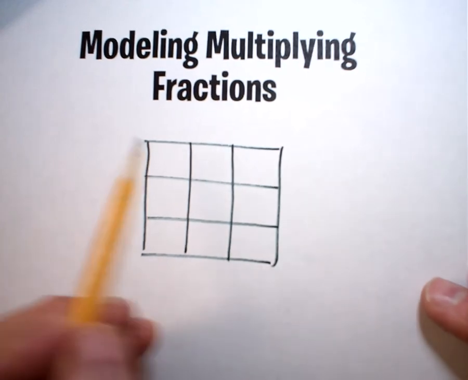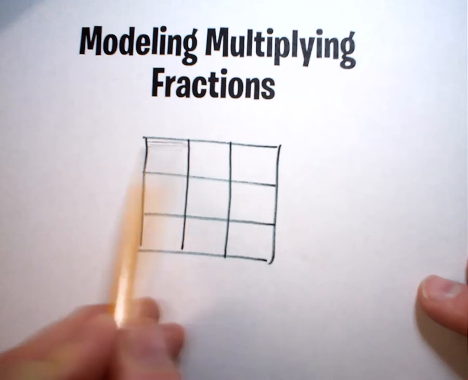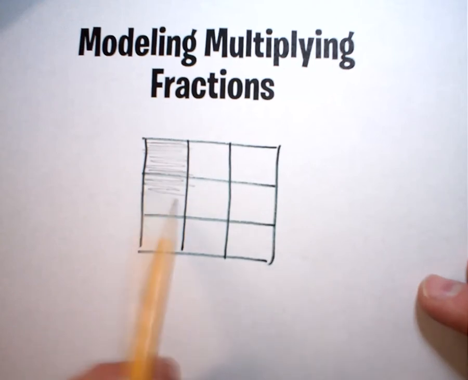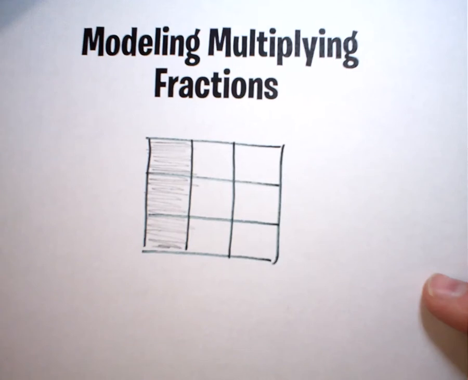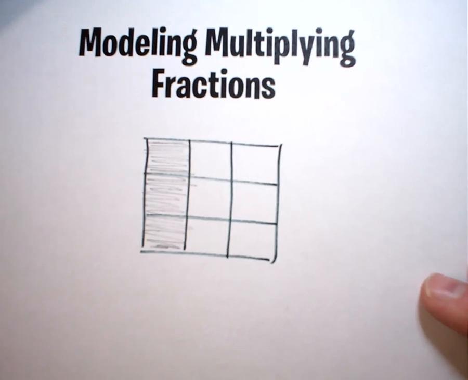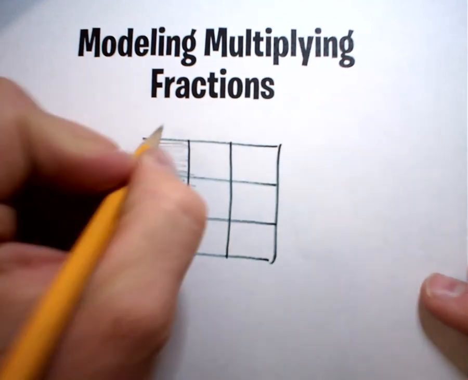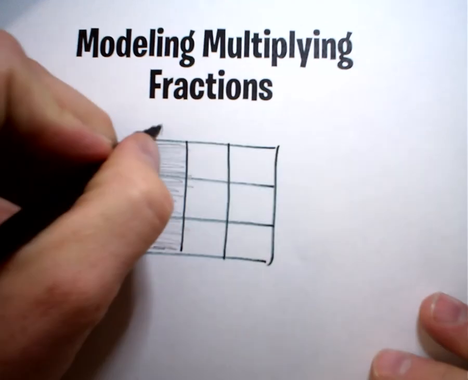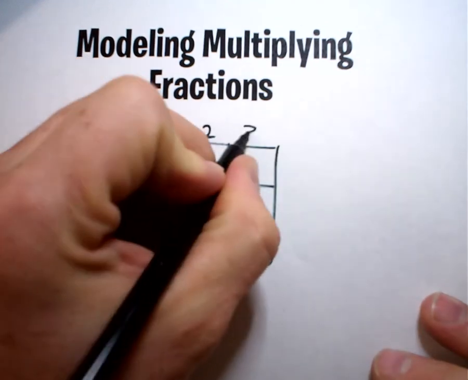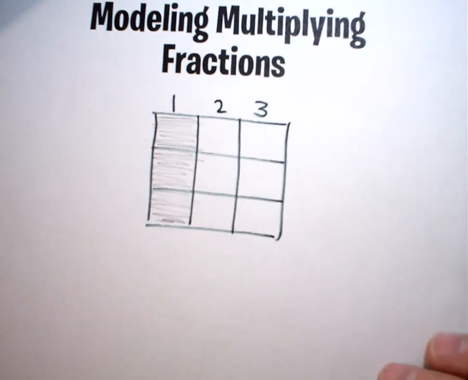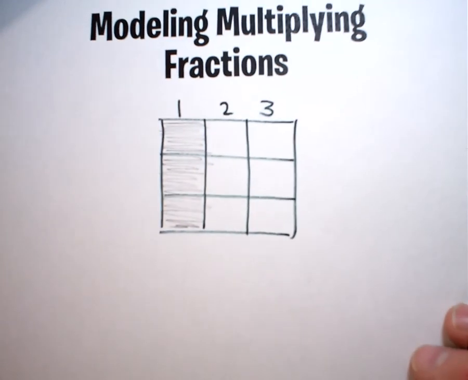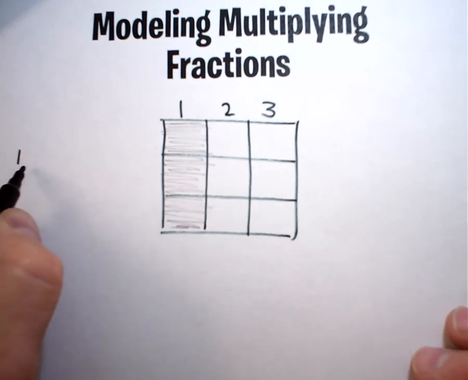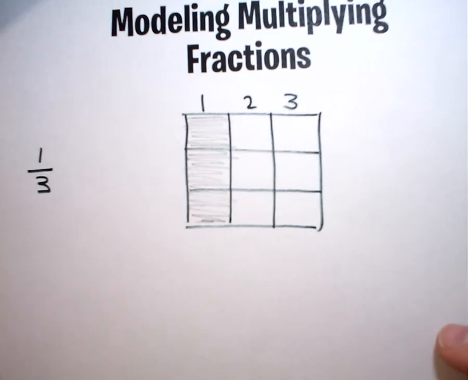So we're going to have two groups of shading. One goes that way. And if you look, we have three columns. Let me switch to a marker here. 1, 2, 3 columns. And out of those three columns, we have one column shaded. 1 out of 3. That's 1/3.